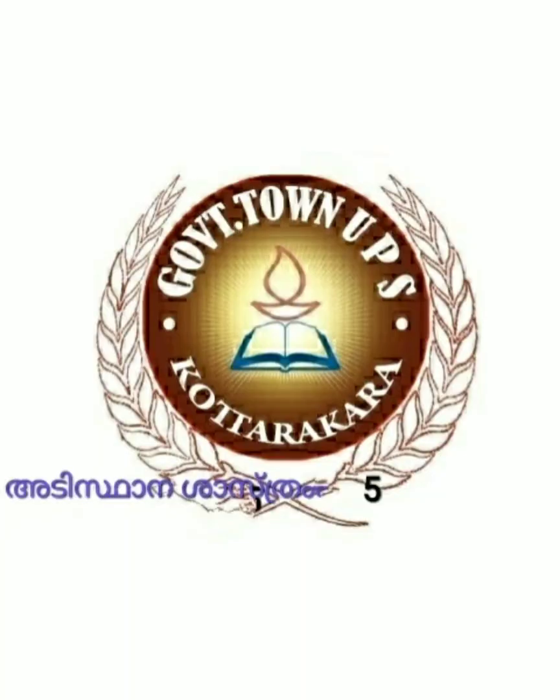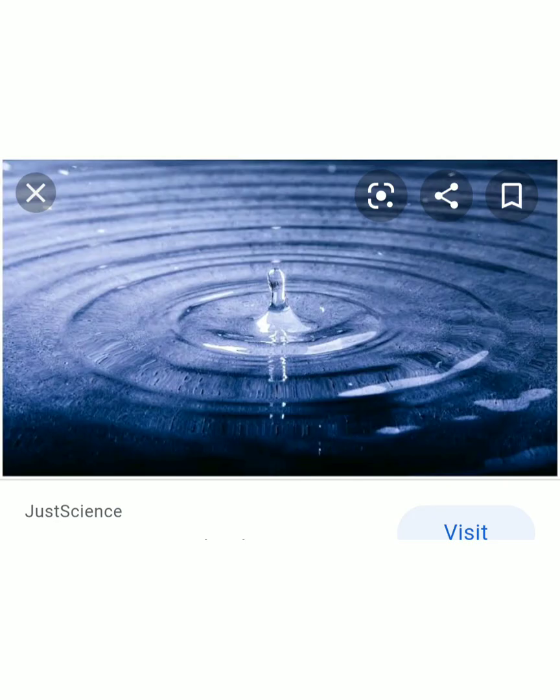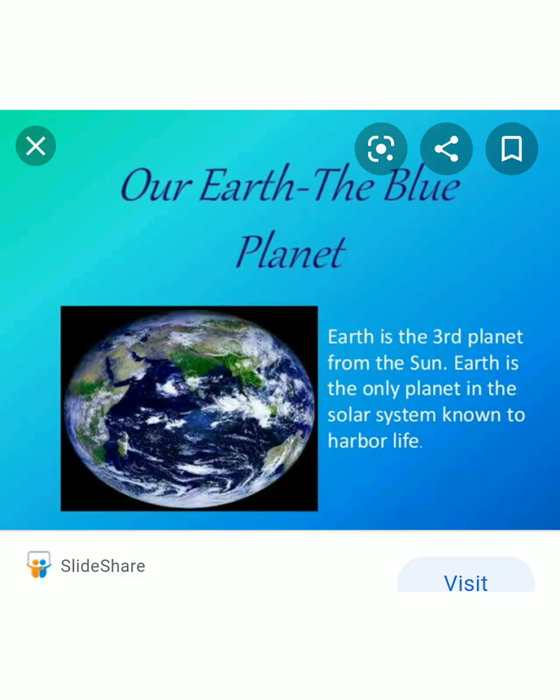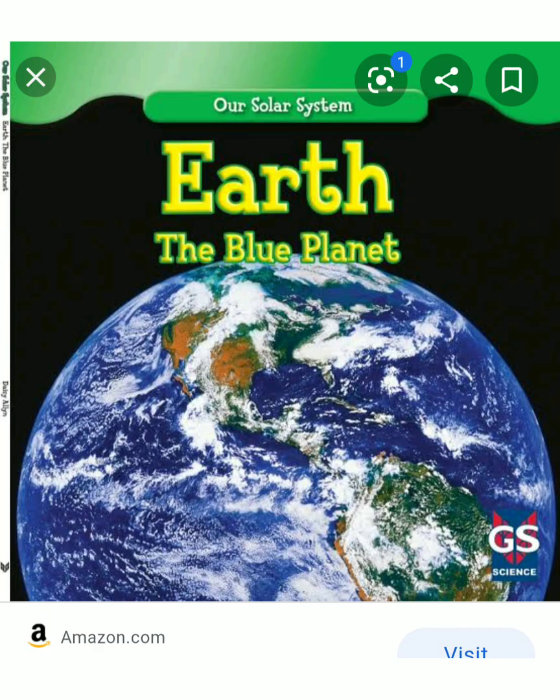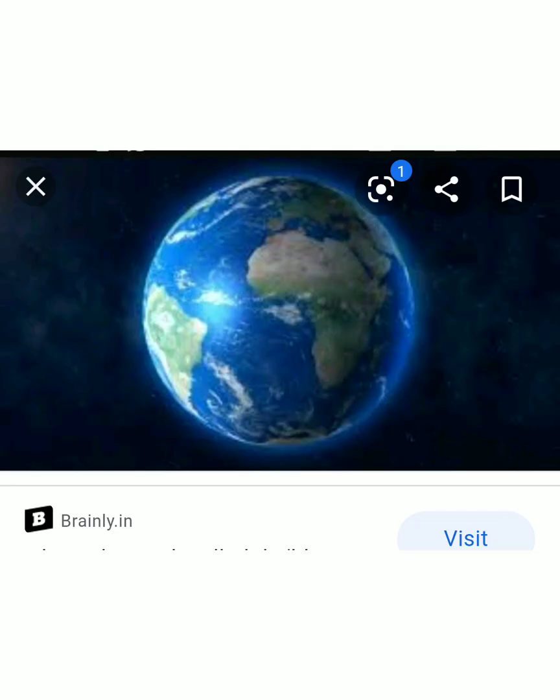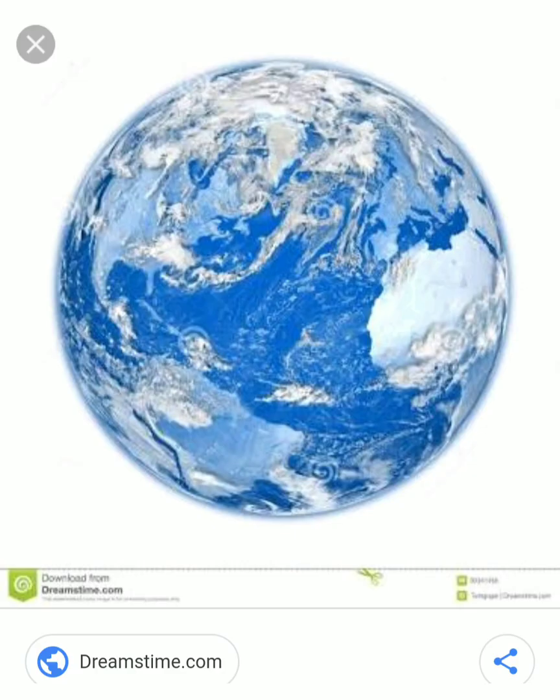Dear students, in our basic science class, we are discussing water. Our planet Earth is known as the blue planet. Why is it called so? Do you know? Because 2/3 of our Earth is covered with water. So we were discussing the properties of water in the previous class. What are those properties of water?